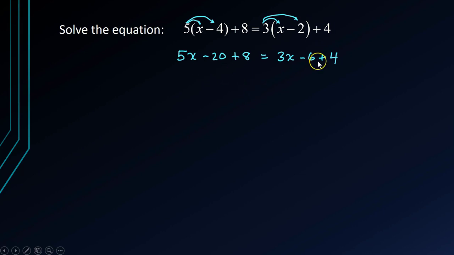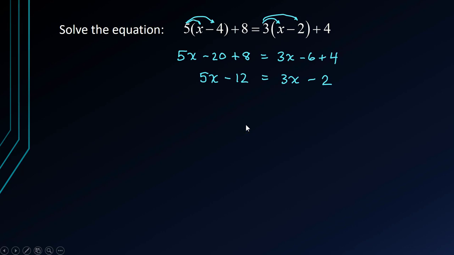It's still on both sides of the equation. I'm still not simplified yet because there are some like terms I can combine: the negative 20 and plus 8 here, the negative 6 and the plus 4 here. So 5x minus 20 plus 8 is the same thing as 5x minus 12. 3x minus 6 plus 4 is the same thing as 3x minus 2.